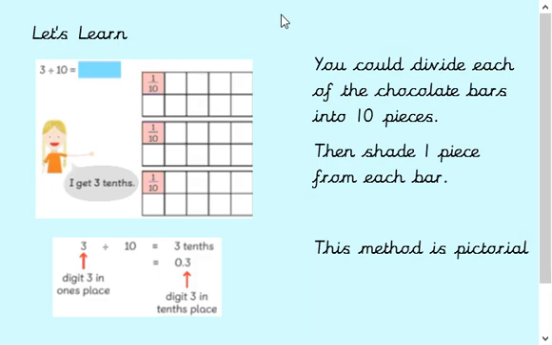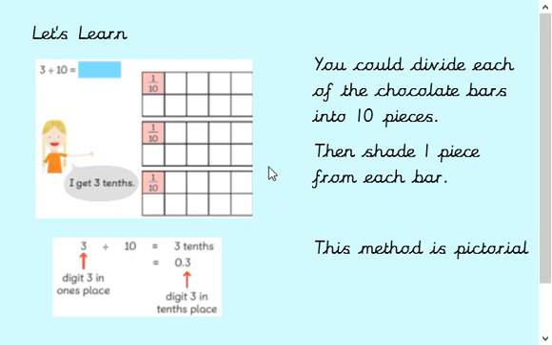So let's learn. What we could do if we wanted to divide the chocolate bars equally between 10 children is we could make a pictorial representation of each of the bars of chocolate. So I've got 1, 2, 3 bars of chocolate here. And because I'm dividing it by 10 children, I need to make sure I've cut each chocolate bar into 10 pieces. And then because there are 3 chocolate bars and we're dividing them by 10, what we would need to do is shade 1/10 or 1 piece of each chocolate bar.